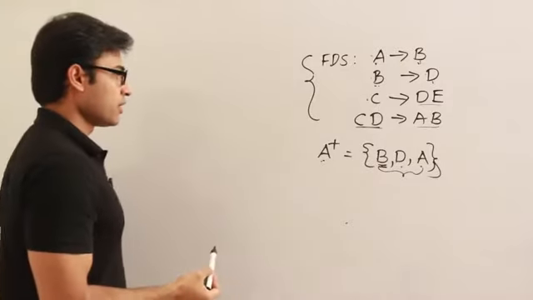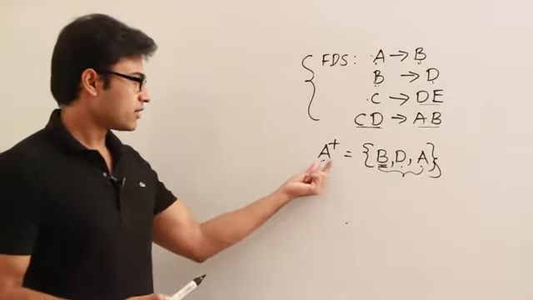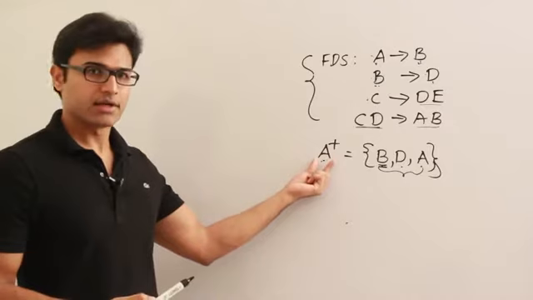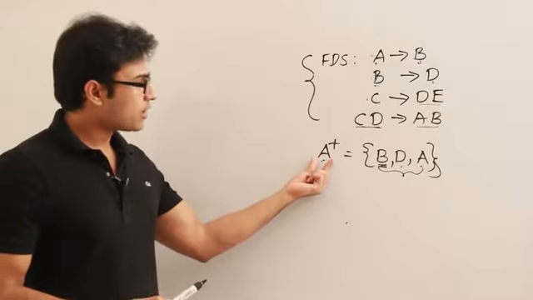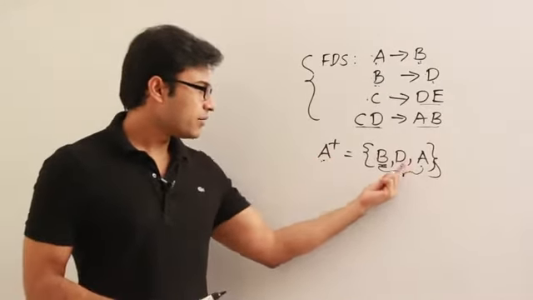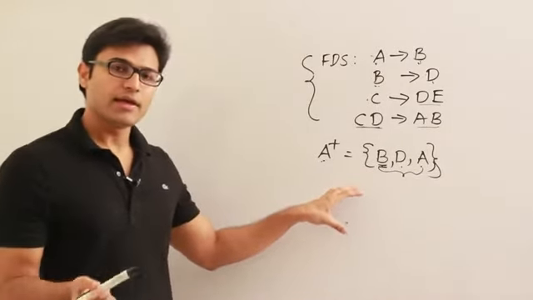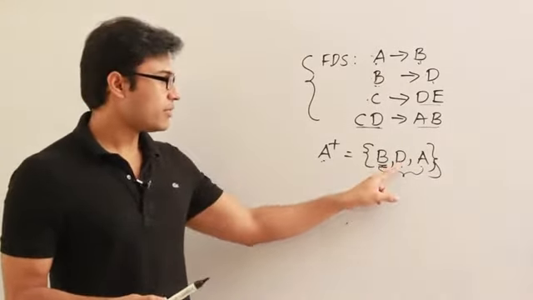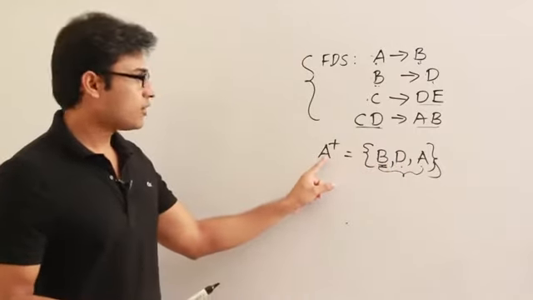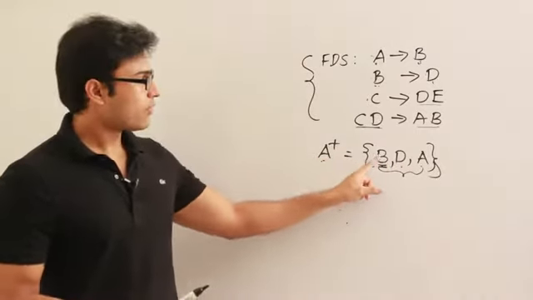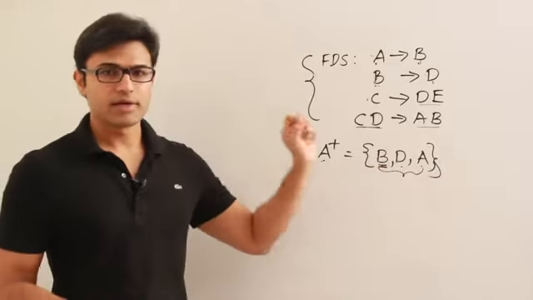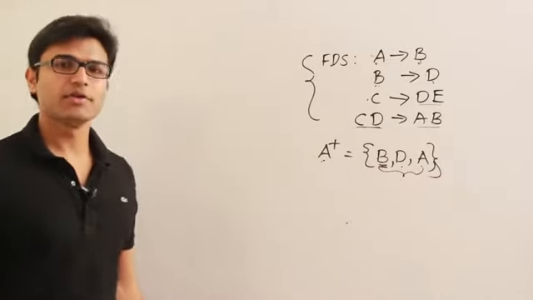What is the meaning of it? It says that this particular closure set says that in any table in which you have the attributes A, B and D, that is important, in the table in which you have attributes A, B and D, given the value of A, right, you can find out the values of B, D and A. Got it? That is the meaning of closure set.